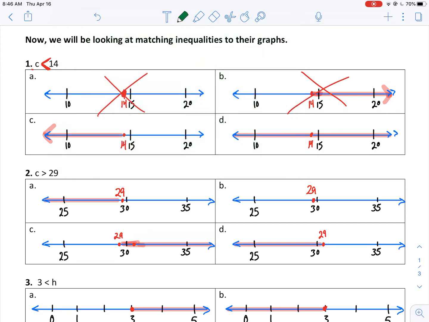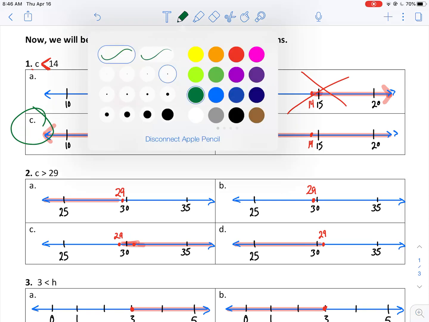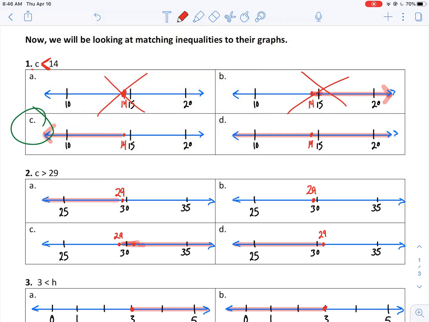So A is not shaded at all, so that can't be correct. B is shaded to the right. And remember, I wanted to shade to the left if I look at my inequality symbol. So B cannot be the correct answer. C, I'm starting at 14 and shading to the left. So that is going to be my correct answer.